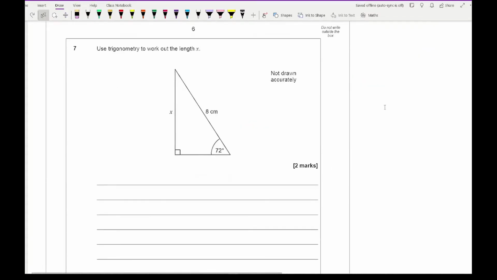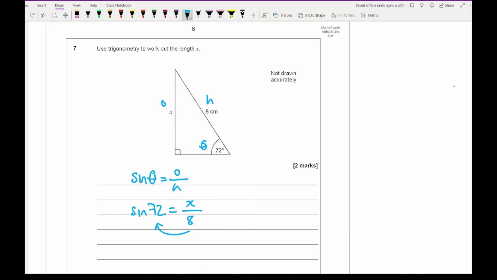So question 7, it says use trigonometry to work out the length of x. So again, first thing we want to do is label the triangle. So we've got hypotenuse, we've got opposite, and we've got our theta. So which trig ratio uses O and H? Well, that's going to be sine. So I've got sine theta equals O over H. I've got sine 72 equals x over 8.